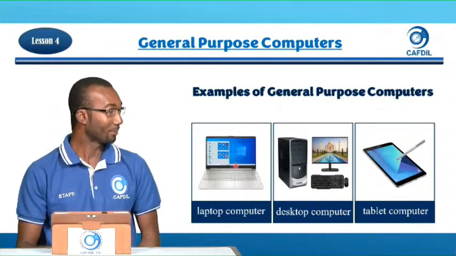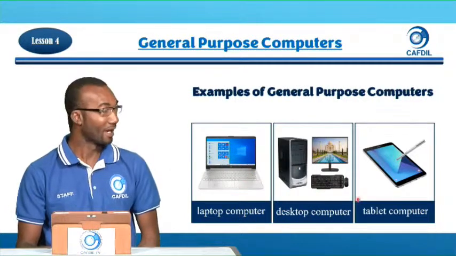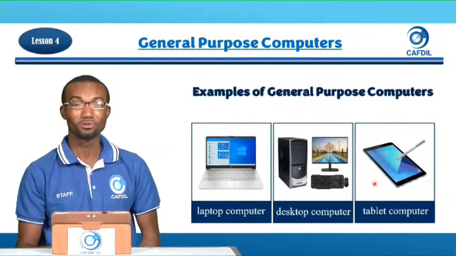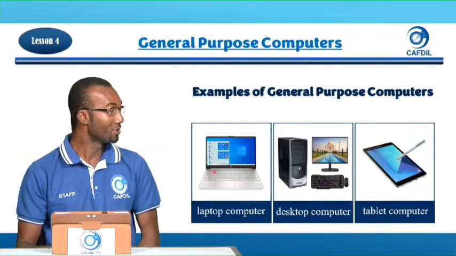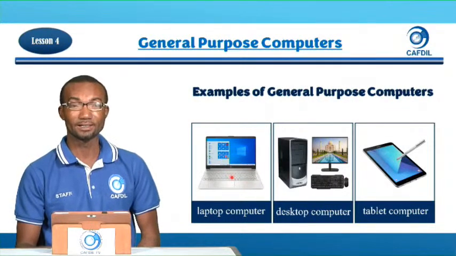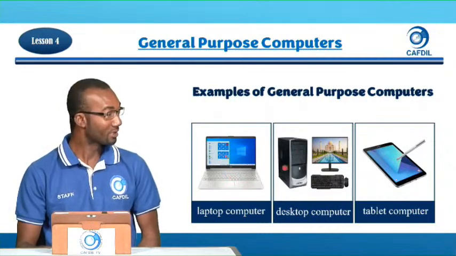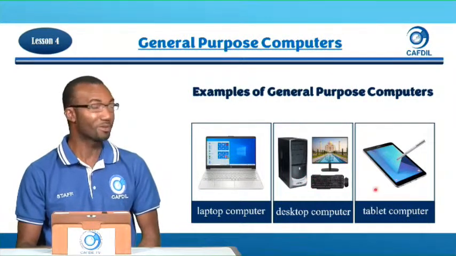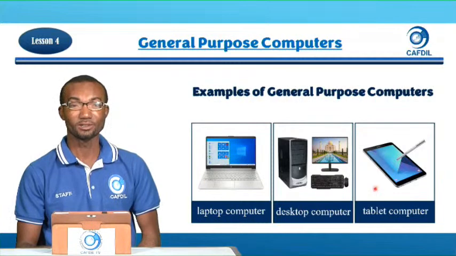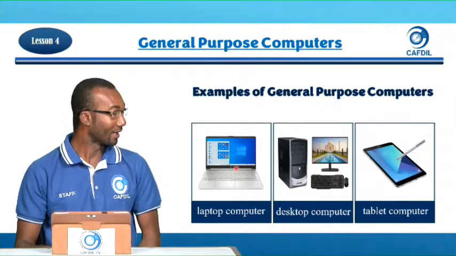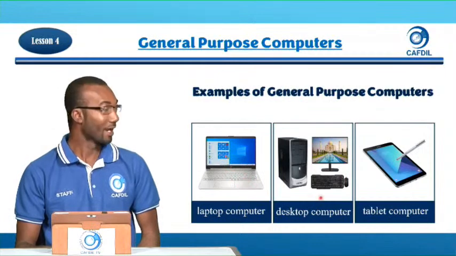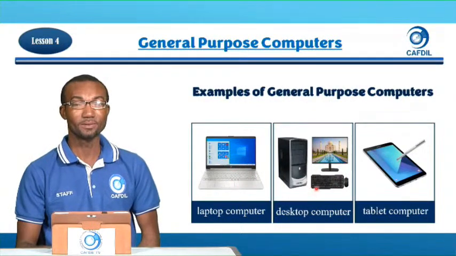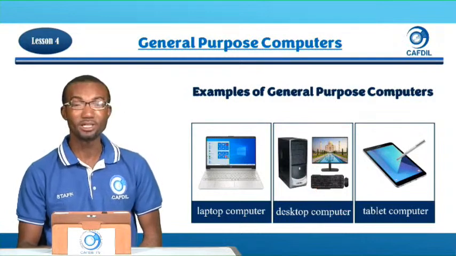I can use the laptop to watch movies. I can use this desktop to watch movies. I can use this tablet also to watch movies. So we have three different tasks. I can also use these to browse the internet and do my research. So we have four. I can use the laptop here to play games, the desktop here to play games, and the tablet here to play games.